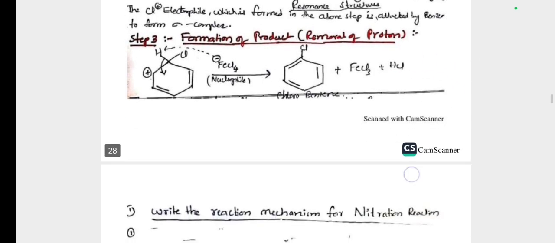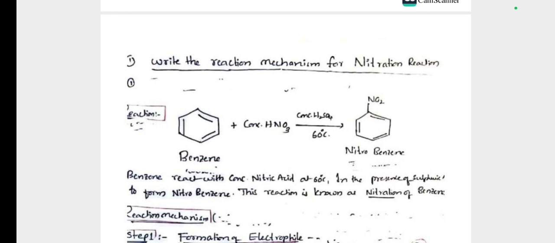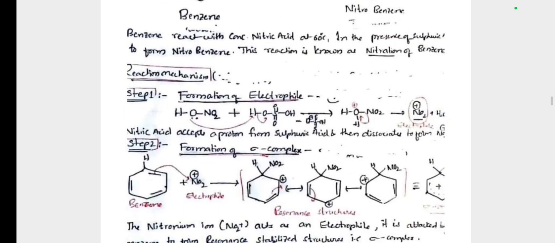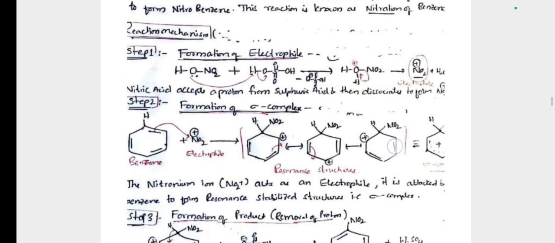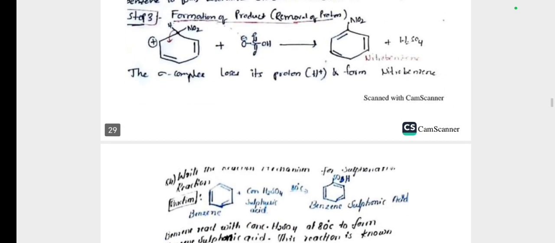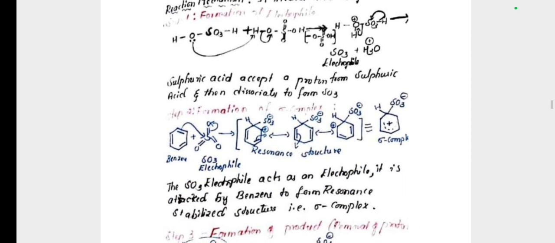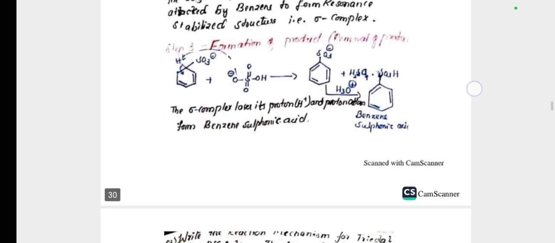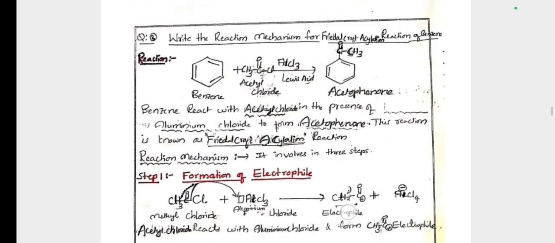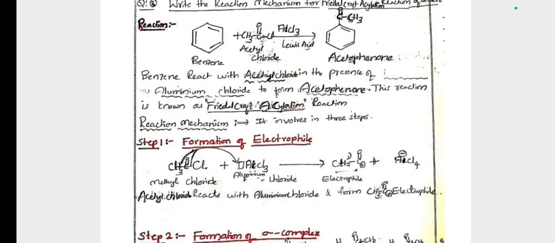This is chlorination. Like that you have 5 reactions. This is nitration. Same, everything is same. The electrophile is different: NO2 plus is the electrophile. Next, sulfonation. SO3 is the electrophile. Friedel-Crafts alkylation. CH3 plus is the electrophile. Friedel-Crafts acylation. CH3 C double bond O plus is the electrophile.